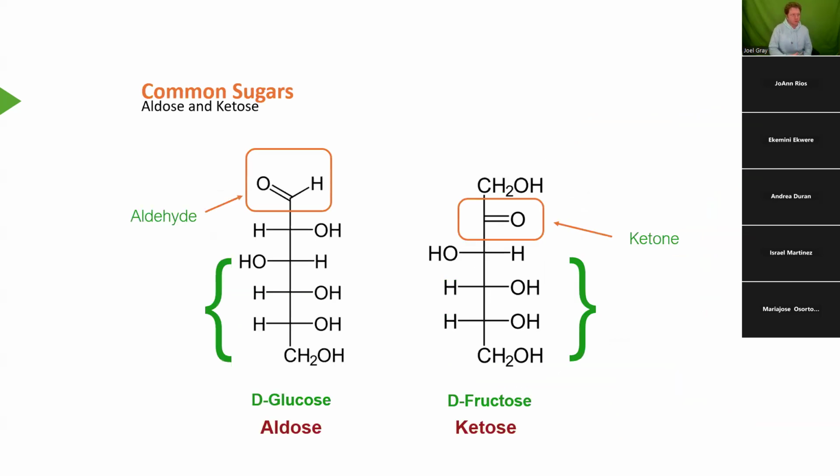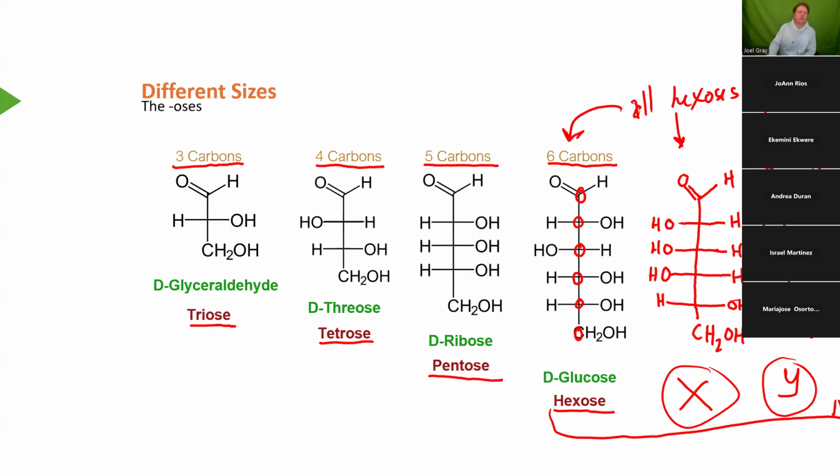Our common sugars, like I said, are going to be aldoses or ketoses. Here is glucose and fructose. Now, take a look at these, and I'm going to go back to the previous slide. All of the molecules that I have pointed out as all hexoses, are these aldoses or ketoses? Add to the chat. Perfect. These are all aldoses.